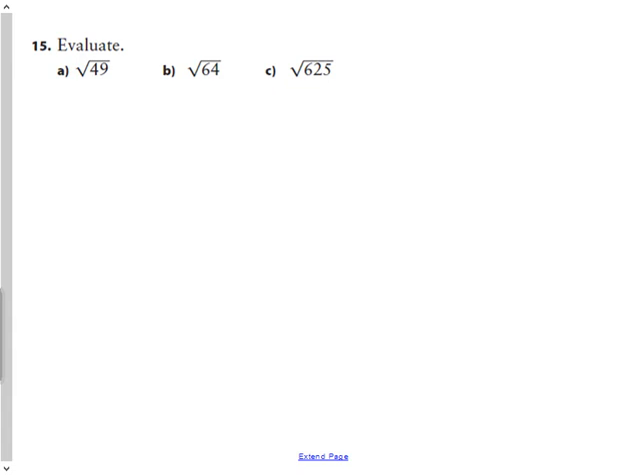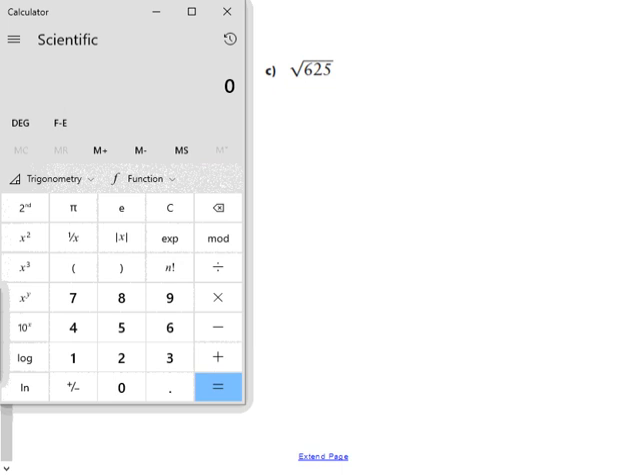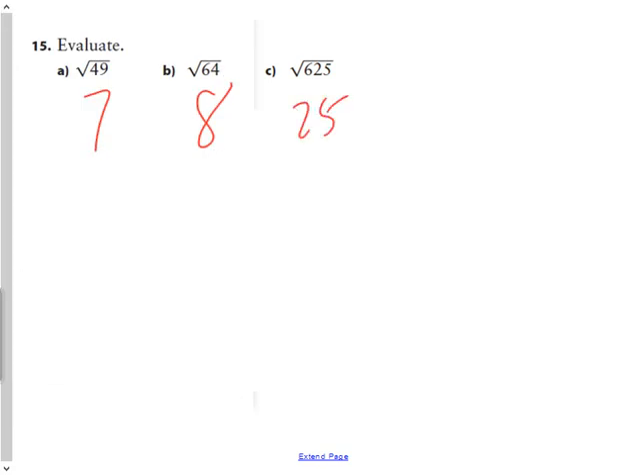Question 15, simply evaluate what is the square root of 49, or if you're asking yourself the question, what number times itself is 49, the answer is 7. What number times itself is 64, the answer is 8. And what number times itself is 625, you might not know. So you could guess, because it ends in 5, you probably know the number itself ends in 5. But you can take your calculator, use your square root button, and it will tell you 25. So 25 times 25 is 625.